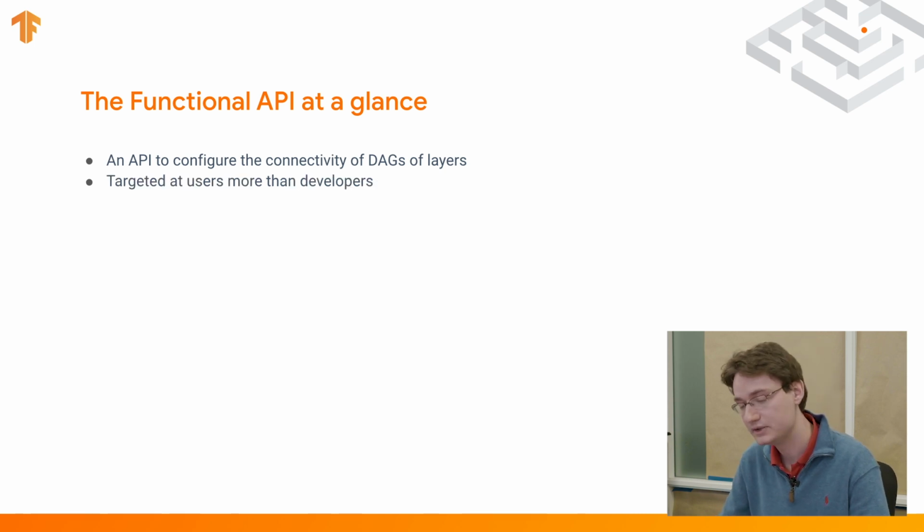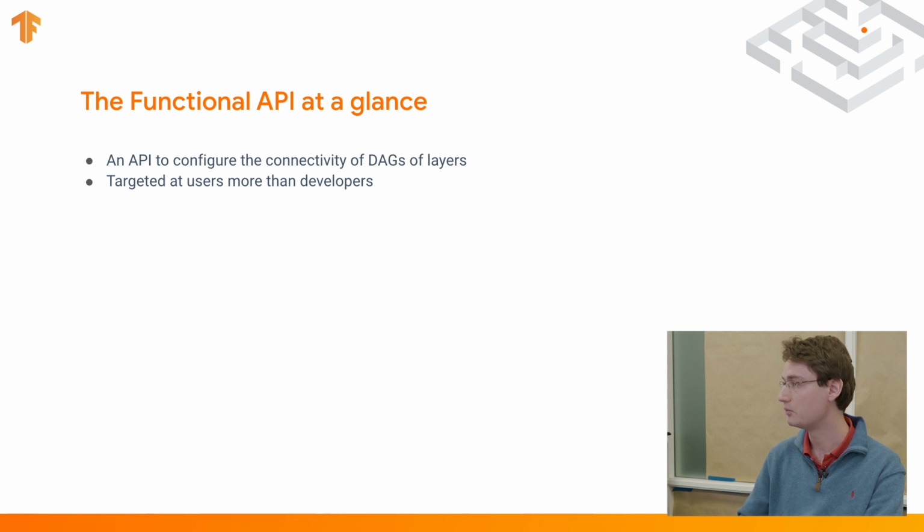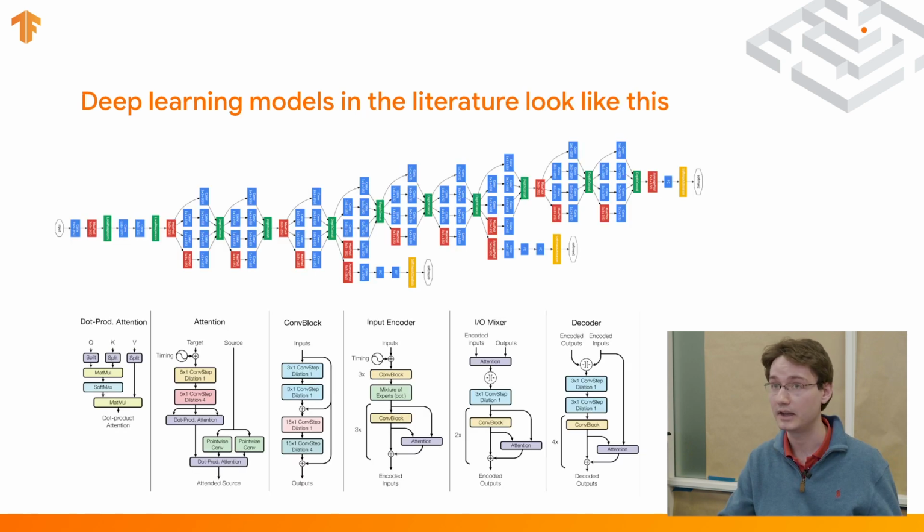It's targeted more at users than developers. People who are very comfortable with writing classes and functions in Python will have no issues using model subclassing to create new models. But when you want to use more like building APIs and you want more hand-holding, then the function API is actually a lot easier to use, and it maps very closely to how you think about your models if you're not a Python developer, because you think about your models typically in terms of DAGs, of layers.